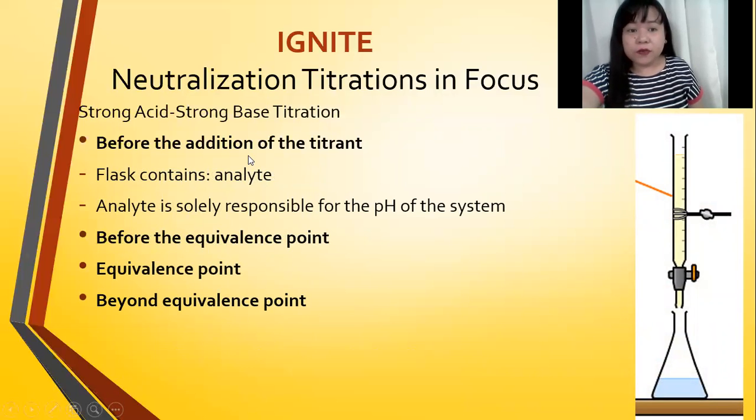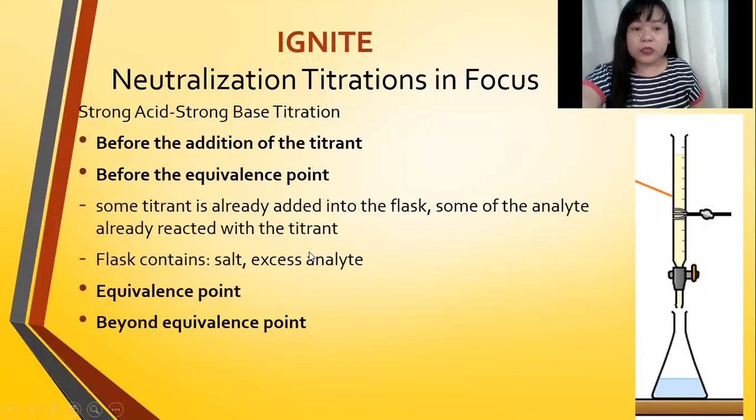So before the addition of the titrant, the flask only contains the analyte. And the analyte is solely responsible for the pH of the system. So at this point, the reaction has not started yet. The flask simply contains the analyte and, of course, the indicator of choice. But in this case, if we're going to use phenolphthalein, then the mixture should be colorless.